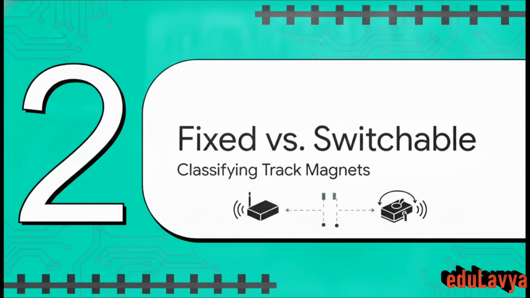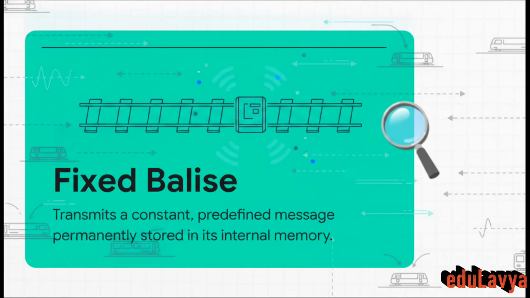Moving right along to Section 2, Fixed versus Switchable Balises and how we classify these track magnets. So, depending on what a specific stretch of track actually needs, the network relies on two distinct classifications of these magnets. First up is the fixed Balise. This piece of equipment transmits a constant, predefined message that is permanently stored right in its internal memory. You can think of it like a highly precise electronic milestone.